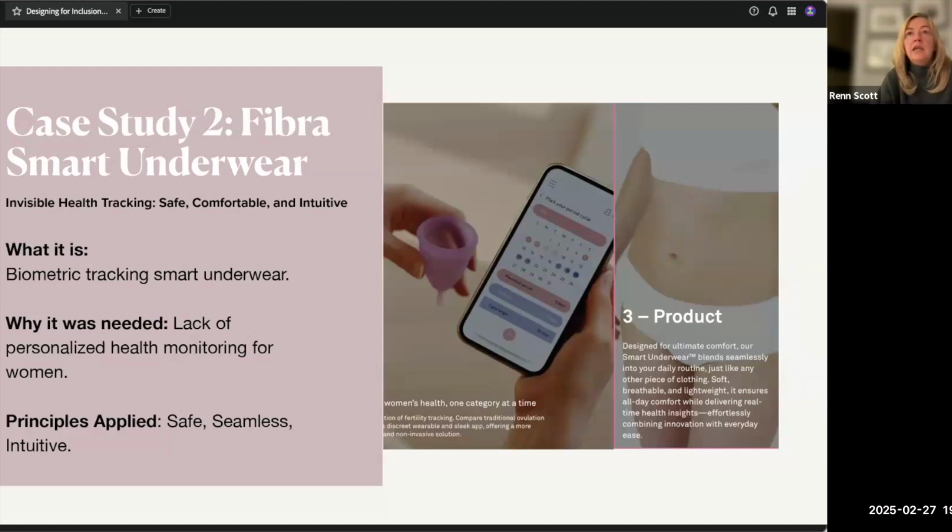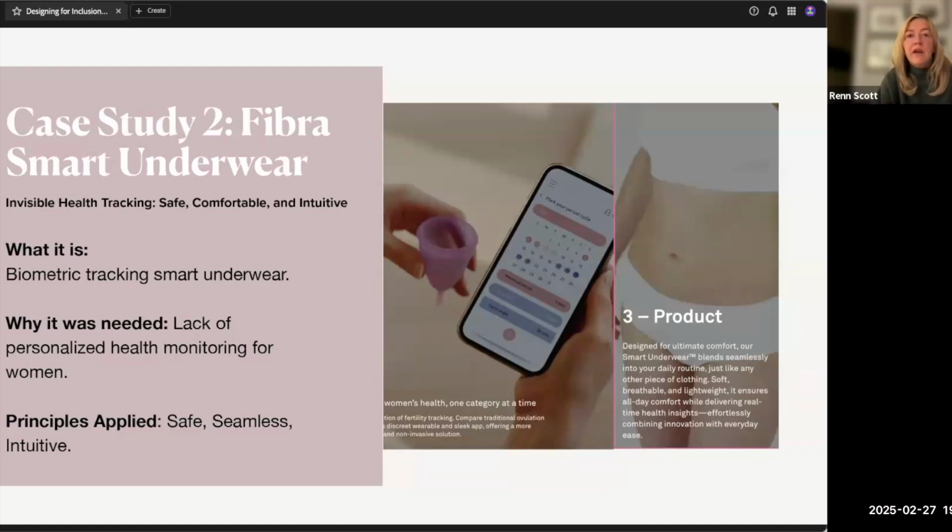Next is a product called Fibra Smart Underwear. This is a product that is an early stage concept idea. And certainly if you are interested in this, it's not just for women, it's for men too. Though it is worn by women, it is a biometric tracking smart underwear. Why I say it's for men too is that it allows women to capture and get data on when they can conceive. So it is something that partners, male or female, would be interested in.